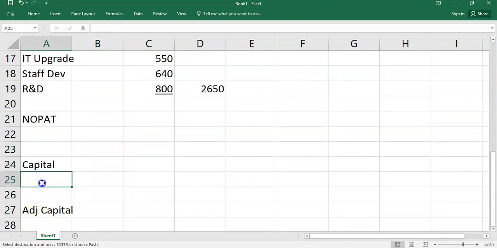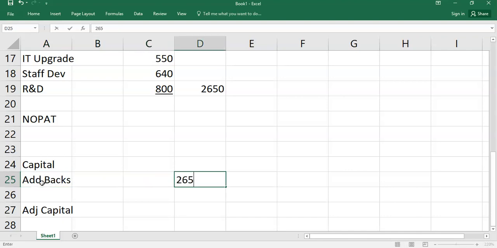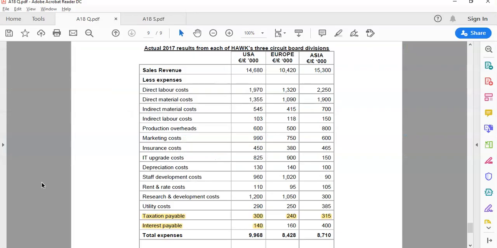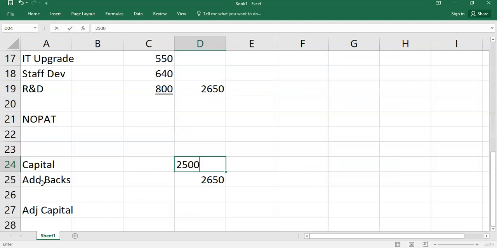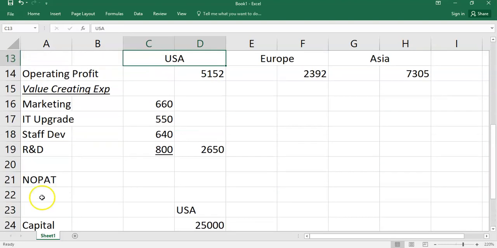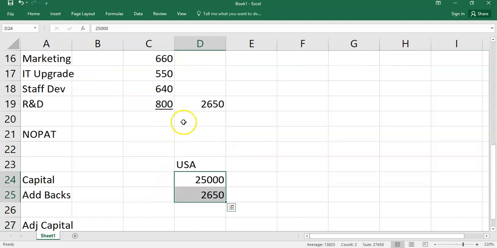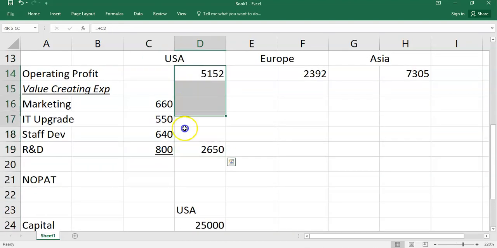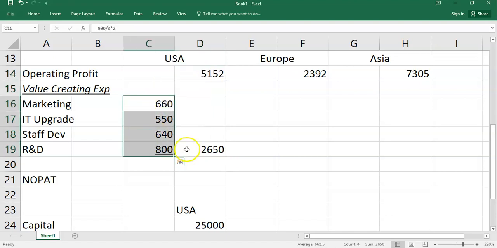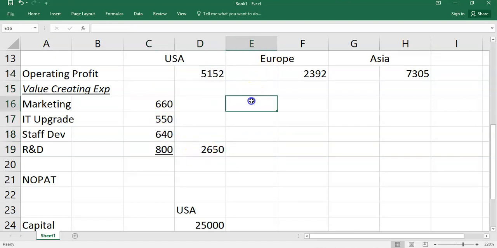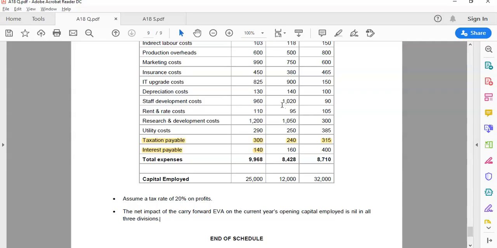So your adjusted capital here, you're going to have add backs, and for here it's 2650. Your original capital was 25 million, so you're going to add that back onto your capital for USA. And we'll deal with that in a second. Whatever you add back here, you add it onto your capital. It can't disappear. So there are your expenses. And we'll do the same for Europe and Asia. It's just copy paste, so it's nice and easy.